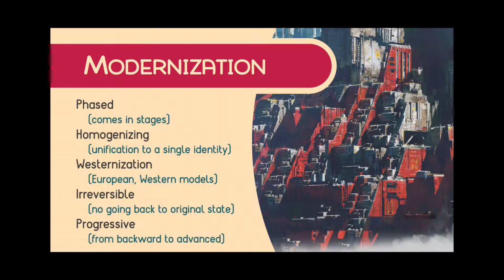Next, we have westernization. So again, we homogenize into a common culture, and usually what is that common culture that we share in urban centers in modern societies? European and Western models. Next is it's irreversible. So it's unidirectional. There's no going back to the original state. You can only just move forward.